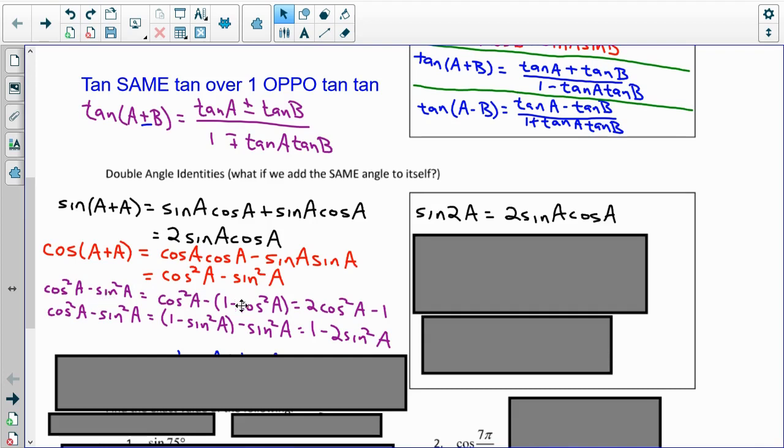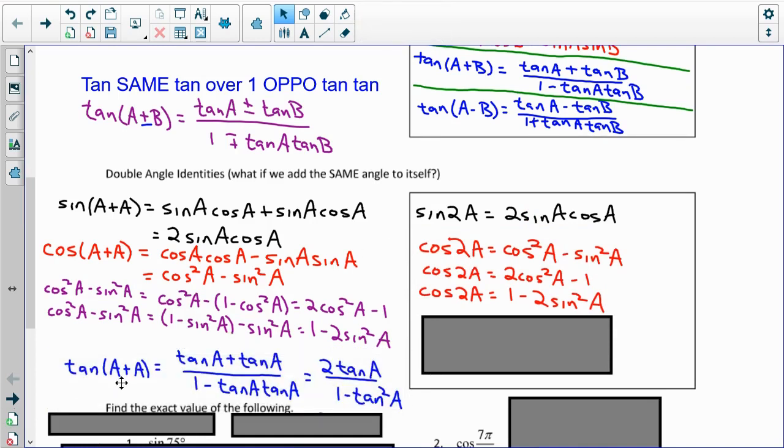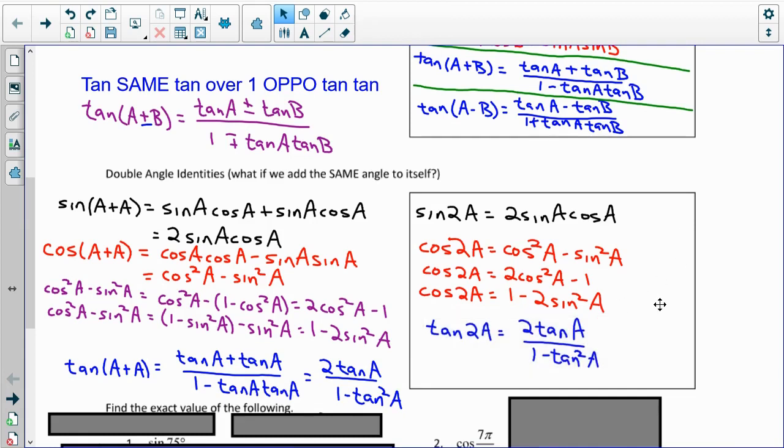If I replace the sine squared with 1 minus cosine squared and distribute this, I get 2 cosine squared a minus 1. And if I replace the cosine squared with 1 minus sine squared, I get 1 minus 2 sine squared of a. So there are three different ways you can write the cosine of 2a formula. And then tangent of a plus a, or tangent of 2a, we get 2 tangent of a over 1 minus tangent squared. And that's because tangent times tangent is tangent squared if it's the exact same angle. So these are our double angle identities.